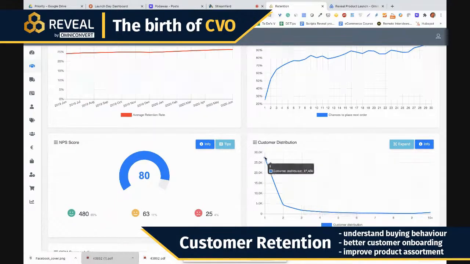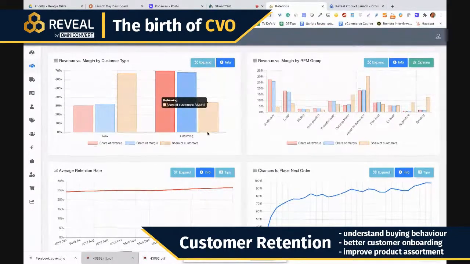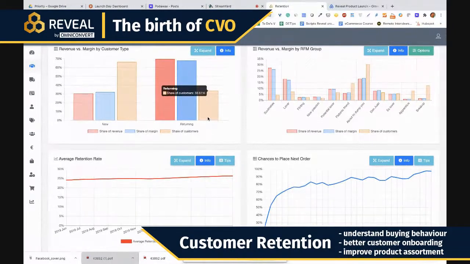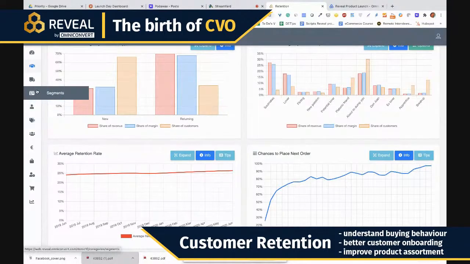So after you have that data, you'll be able to understand, okay, I have all these customers, and I don't know, 33% of the customers are generating 67% of the margin. So maybe it's time to focus on the existing customers to provide them outstanding customer experience and make them actually come back. So moving further, we can go to the customers so that we can understand what's going on with all the customers.